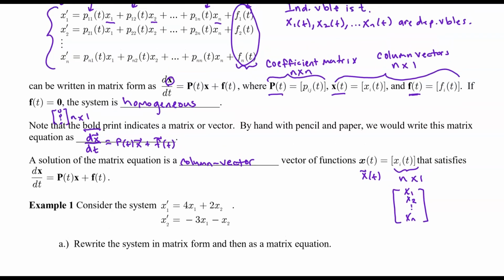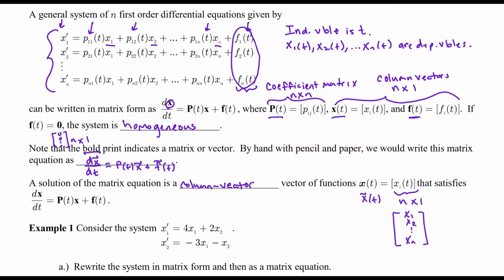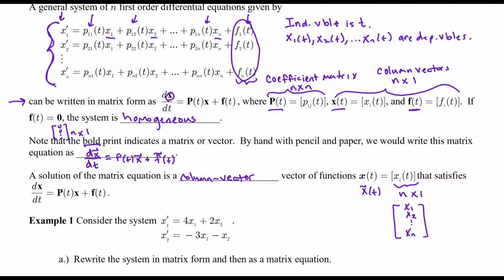So our goal in this section is to understand how to condense a linear system like this into a matrix equation. In this section, we're just going to be getting to know how to go from system to matrix form and vice versa, and understanding how to express the solution to the system.